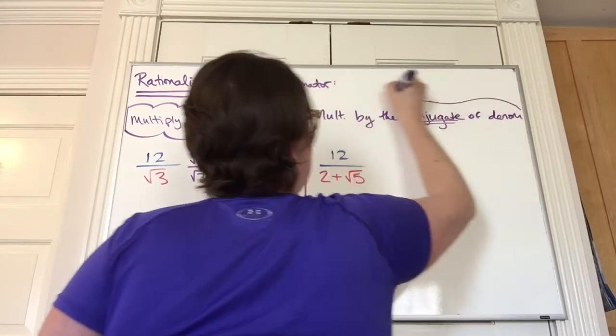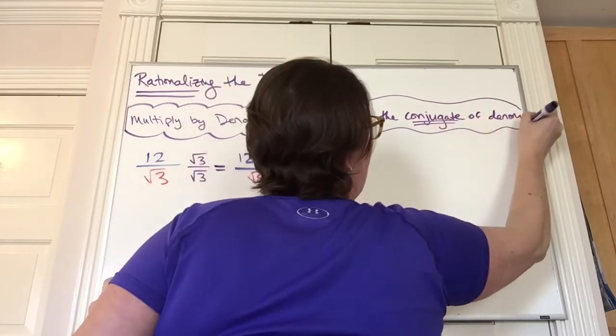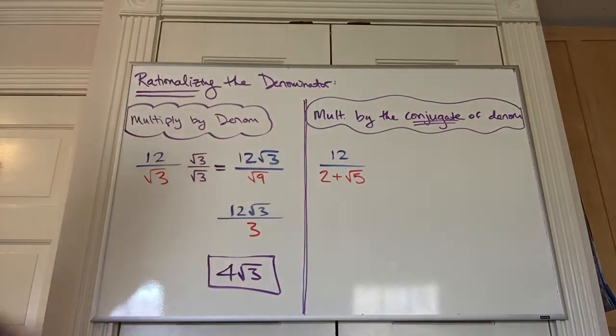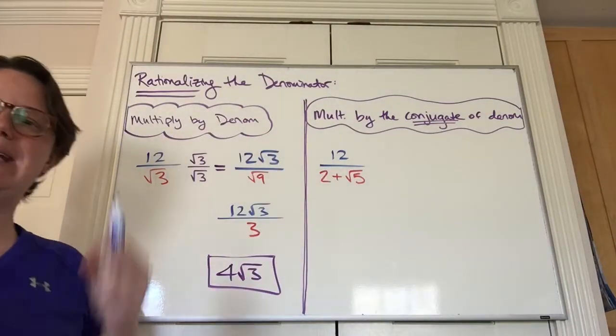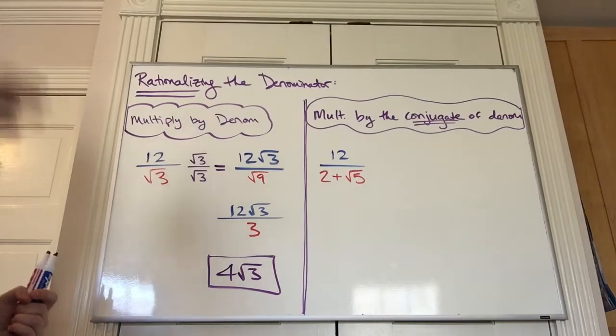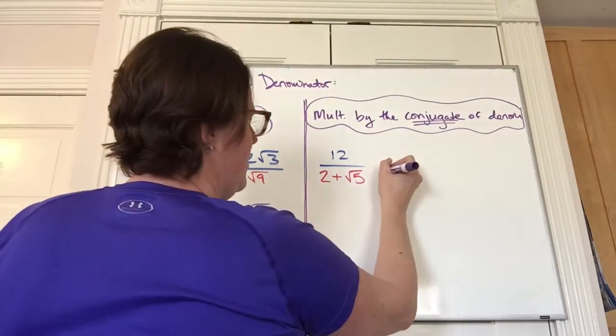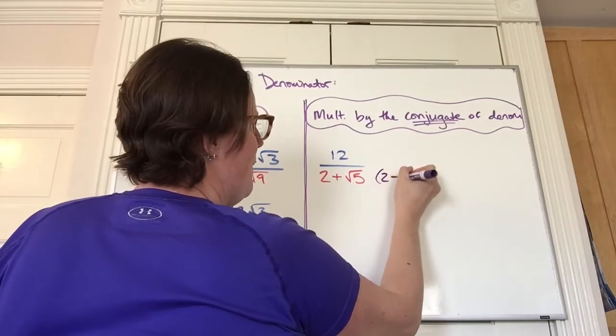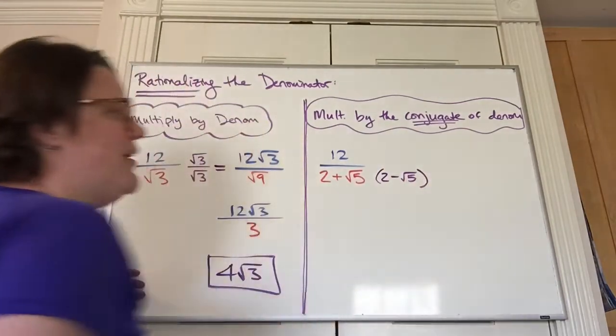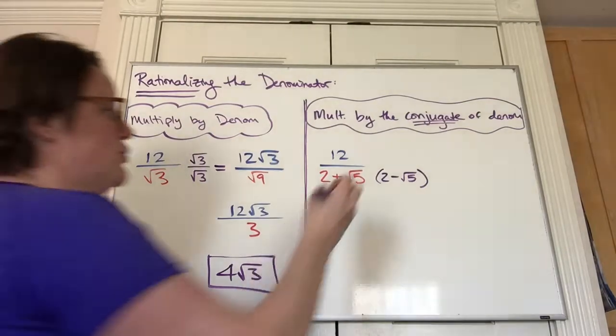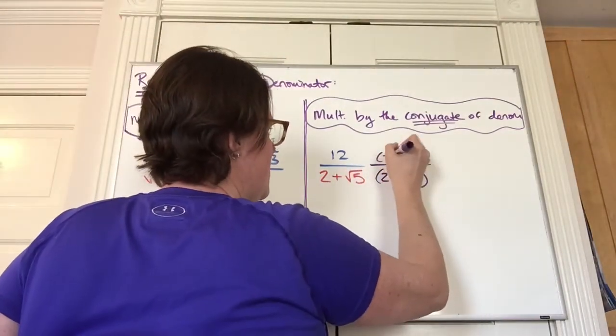Okay, so you guys might remember from a homework a few days ago, a conjugate is if you take a problem with a root in it and you write it exactly the same way, but you switch the plus or the minus in the middle. So when I say I'm going to multiply by the conjugate of the denominator, I'm going to multiply by 2 minus root 5. Now I obviously can't do that just to the bottom. I have to do it to the top and the bottom.